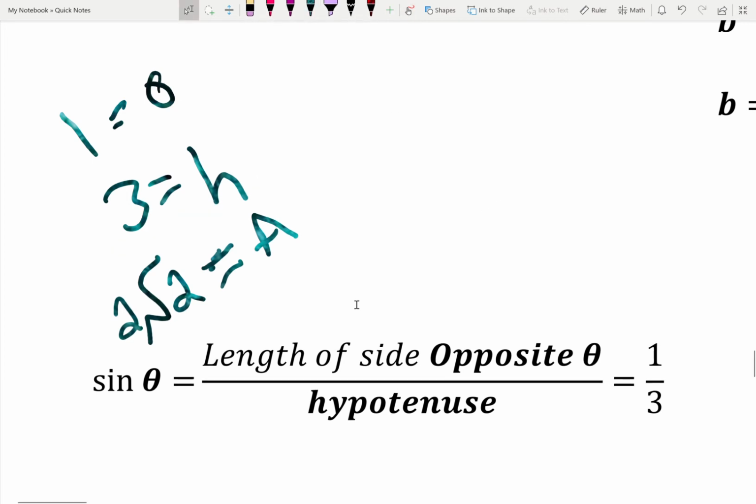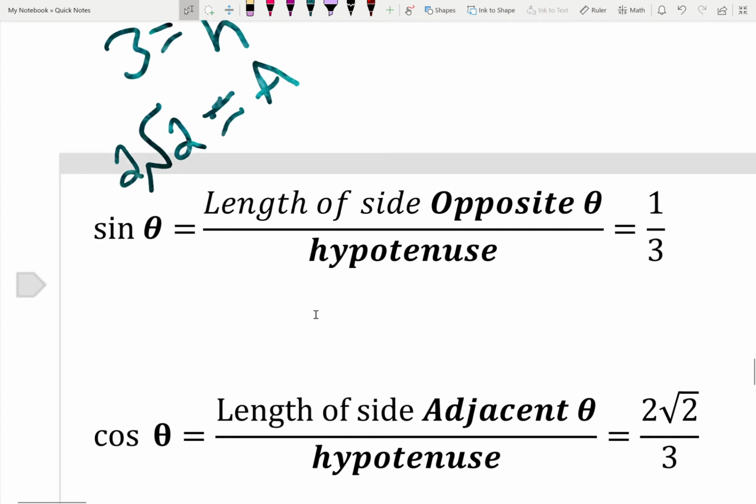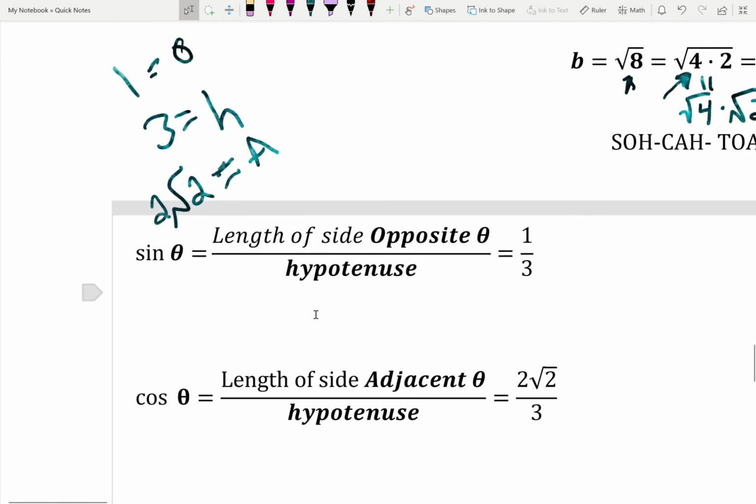For cosine, it's adjacent over hypotenuse. So I take the length of the adjacent side. Adjacent side is what we just found out, which is 2 times square root of 2, and I divide it by the length of the hypotenuse, which is 3.